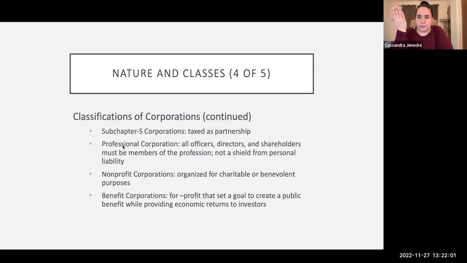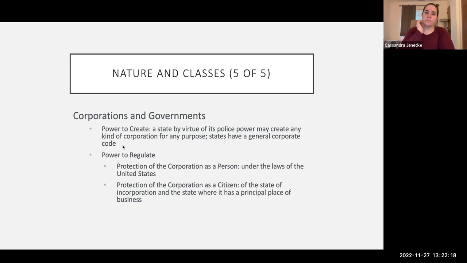Nonprofit corporations are pretty straightforward. Those are going to be organized for a charitable or benevolent purpose. Benefit corporations are for-profit corporations that set a goal to create some sort of public benefit while providing economic return to their investors. So those are the different types and classifications of corporations.